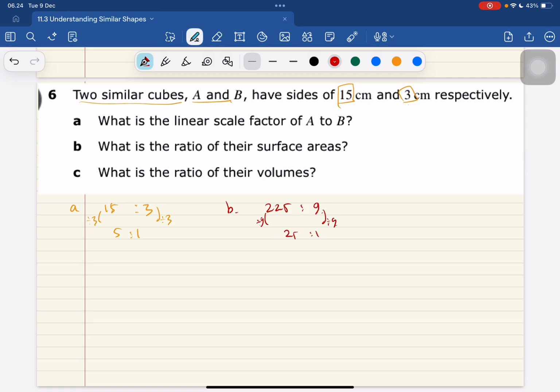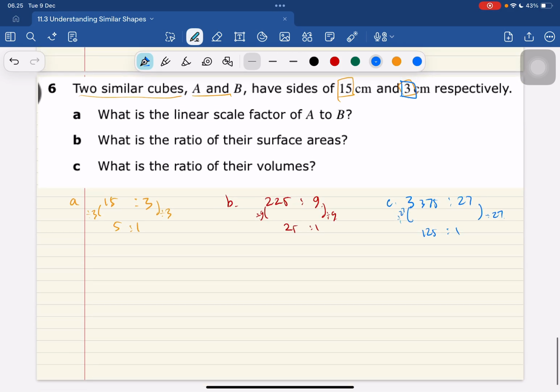Okay, now is the volume. Volume is cubed, so for part C, we cube it. So 15 cubed is 3,375, and 3 cubed is 27. So we can divide both of them by 27. It simplifies, so this will be 125 to 1. Okay, there it is. Thank you.